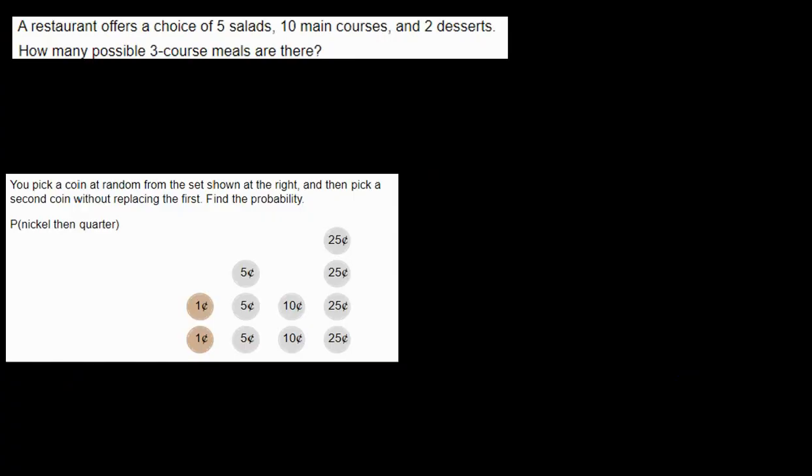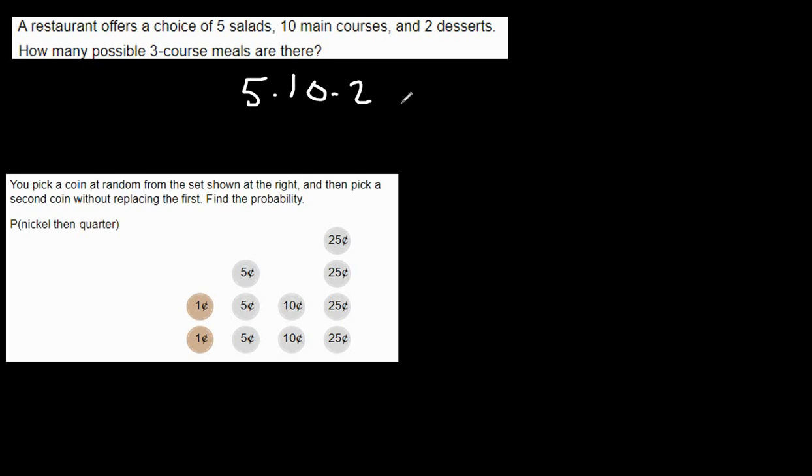So a restaurant offers a choice of 5 salads, 10 main courses, and 2 desserts. How many 3-course meals are possible? Well, these are pretty straightforward. There's 5 choices for salad, 10 main courses, and 2 desserts.